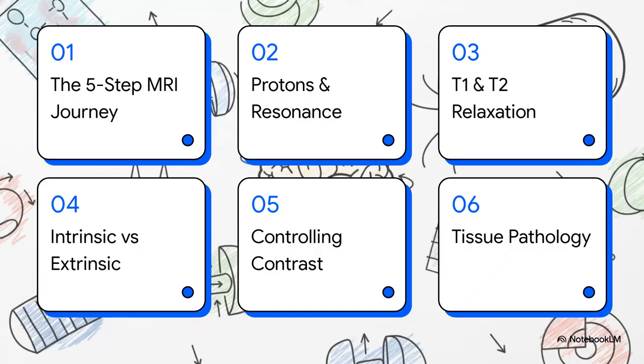Okay, here is our syllabus for today. 1. The 5-step MRI journey. 2. Protons, spin, and resonance. 3. T1 and T2 relaxation. 4. Intrinsic spin versus extrinsic decay. 5. Controlling contrast with TR and TE. And finally, 6. Pathology and tissue contrast. Basically, we're moving systematically from the macro patient experience all the way down to the quantum level, so you are fully prepped for your exams.